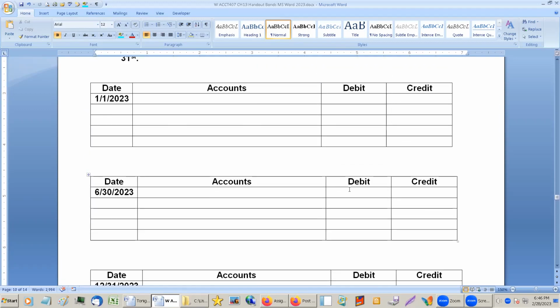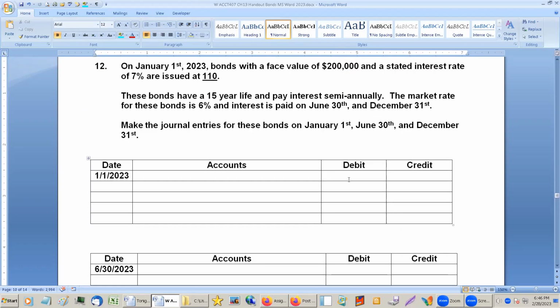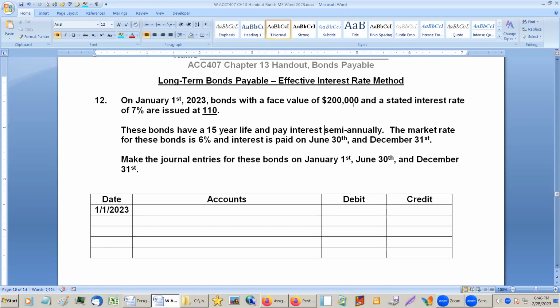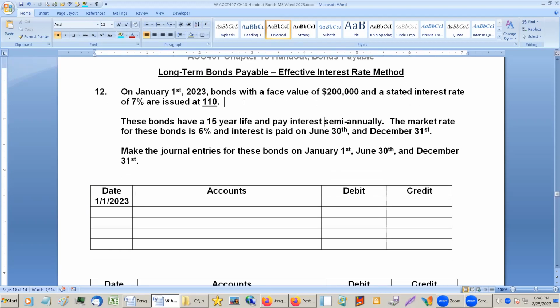Good way to show this one. All right, on January 20, the bond with a face value of 200,000, stated interest rate 7%, are issued at 110%. Okay, so similar to what we did on the previous page. There's 200,000 the face value, just like before on the other page, and these are issued at 110%.